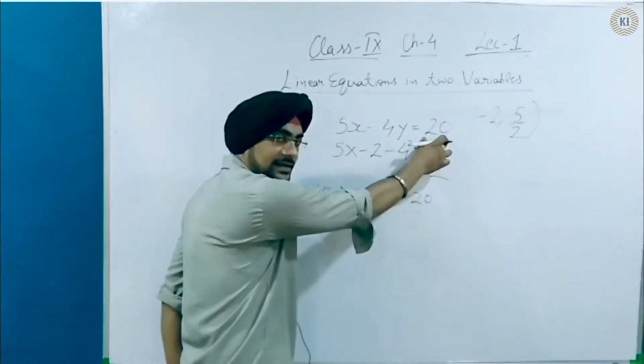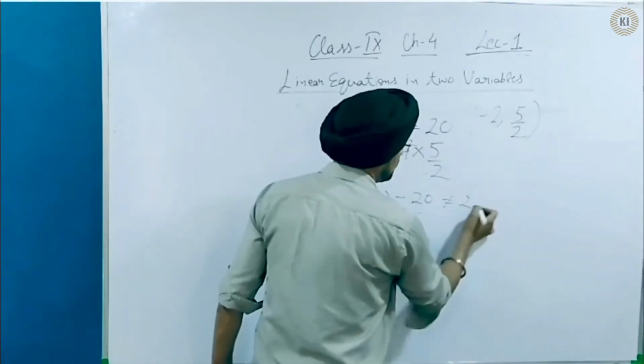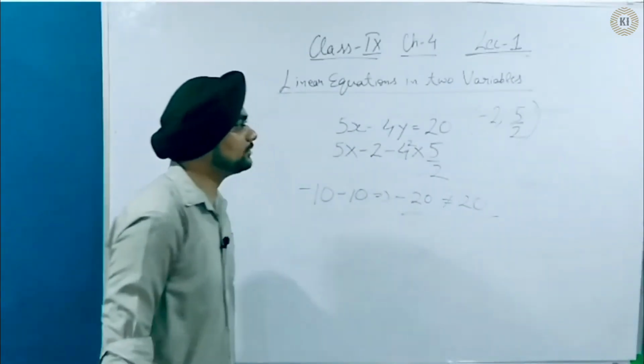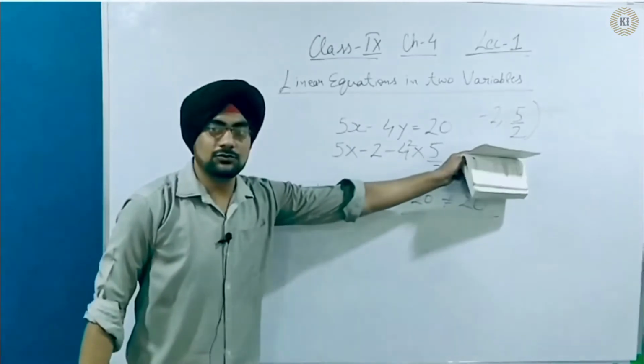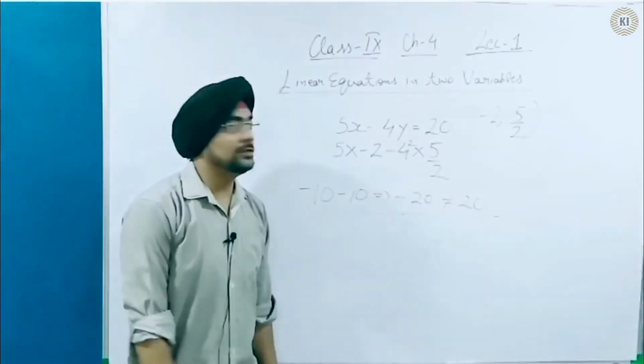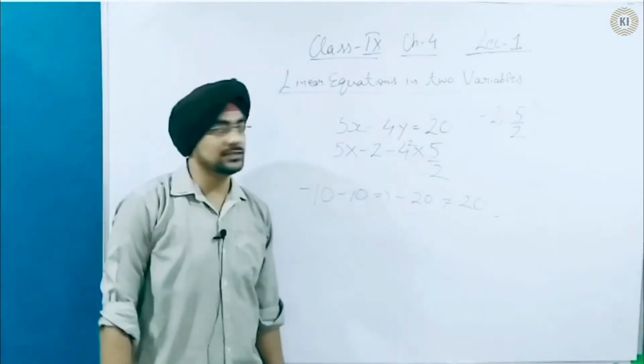Our right hand side is 20. So minus 20 is not equal to 20. So we can say that (minus 2, 5 by 2) is not able to satisfy the equation 5x minus 4y is equal to 20.